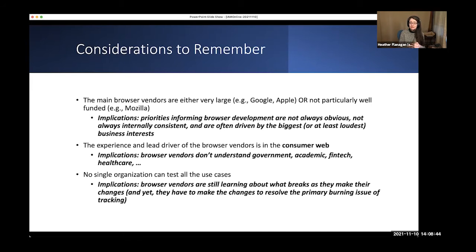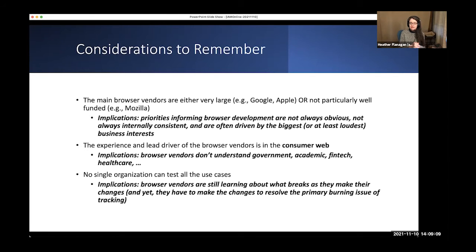That means the browser vendors don't understand some other pretty big sectors like government, academia, financial technology, also known as fintech, healthcare. Those are not their area of expertise. And while they have departments that all they do is interface with, say, academia, the communication doesn't necessarily happen back to the folks that are working on the browsers.